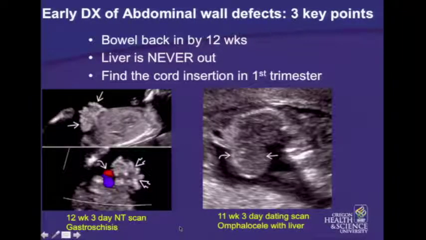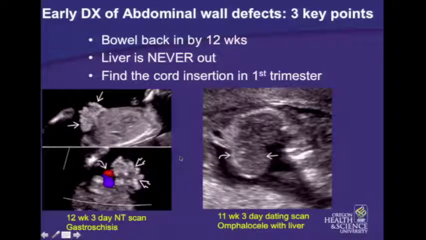Which raises the question, can an early diagnosis of abdominal wall defect be made? And I would argue that it can if one remembers 3 key points. Number 1 point is that the bowel has to be back in the abdomen by 12 weeks. Number 2 is that the liver is never out. And number 3 is that the cord insertion can be seen and can be evaluated in the first trimester. So using the cord insertion site, maybe we can make some of these diagnoses early.